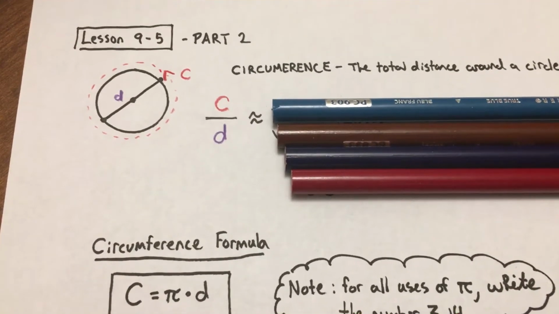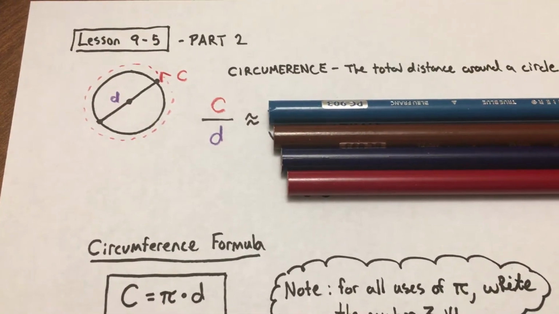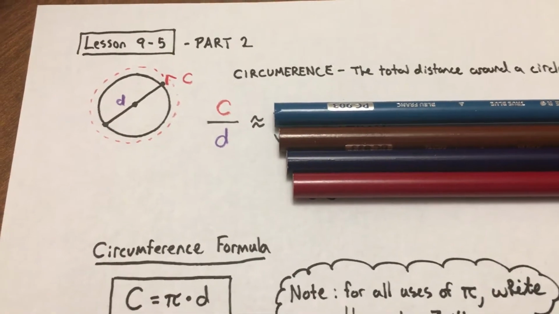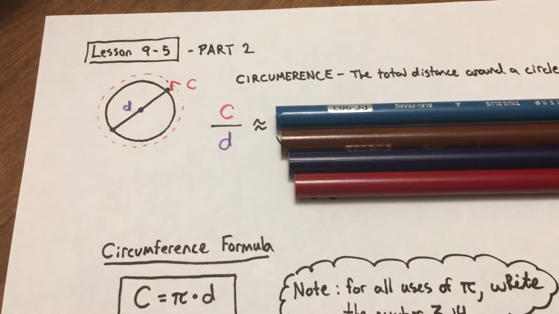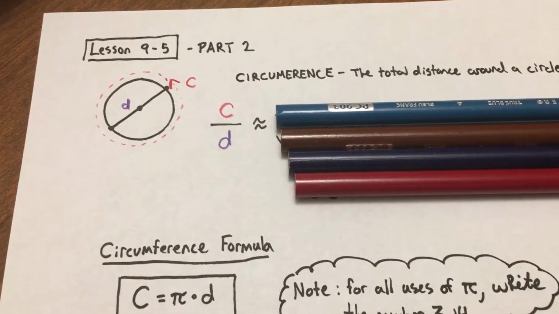Welcome to part 2 of this lesson. We will be looking at circumference. So circumference is just the total distance around a circle. So basically the perimeter around any circular object.